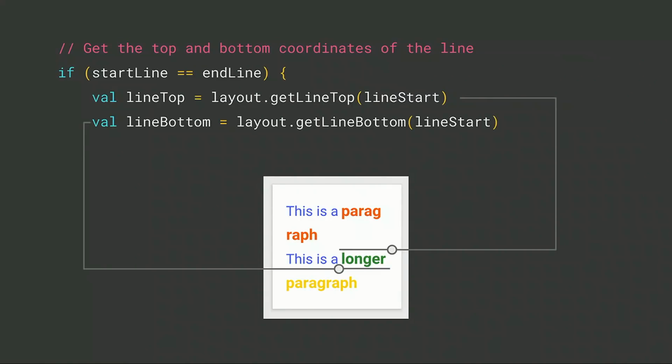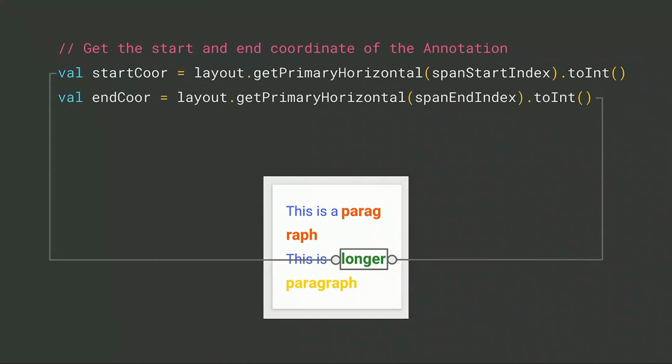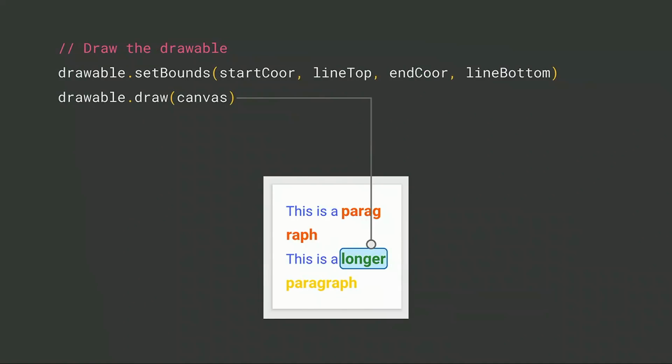For the words that start and end on the same line, we also want to learn about the vertical coordinates of the line. We can use getLineTop and getLineBottom functions for this. And finally, we want to learn about the horizontal coordinates of the words. The getPrimaryHorizontal function will convert a character index to a horizontal coordinate relative to the layout boundaries. Now that we know the rectangle that we want to draw in, we can draw our drawable. The other case where words start and end on different lines will have almost exactly the same code, except now it has to identify more rectangles to draw in.